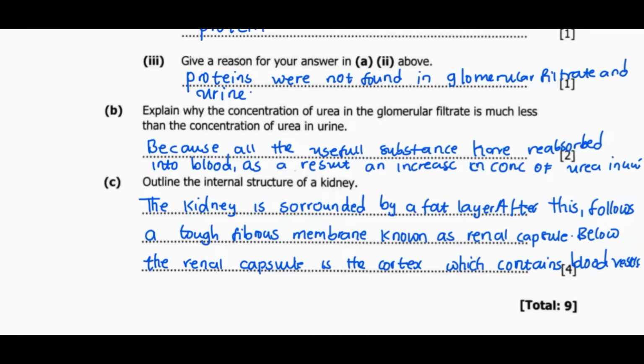Then after the cortex, we have the medulla, then we have also renal pyramids and renal pelvis. So you can add this. So we are saying after the renal capsule is the cortex, then inside the cortex we have the blood vessels that supply blood and also take away blood from the nephron. We know that the function of the nephron is where the processes involved in urine formation occur. So after this cortex, there is the medulla, then there is also renal pyramid and renal pelvis.